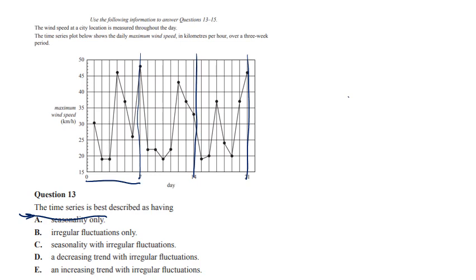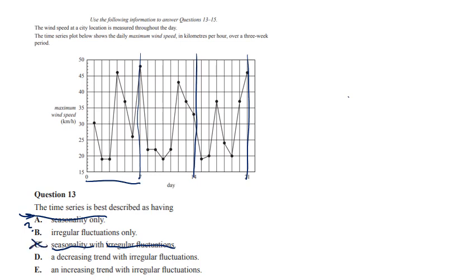So it looks like irregular fluctuations only. I'm going to put my little question mark against that. It's quite a possibility. See, seasonality with irregular fluctuations. These two words, seasonality and irregular fluctuations, they contradict each other. You can't be seasonal and irregular. The whole point, seasonality is a regular pattern that you identify, so definitely not C.